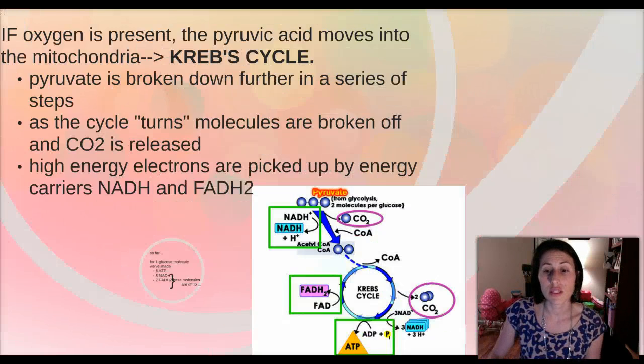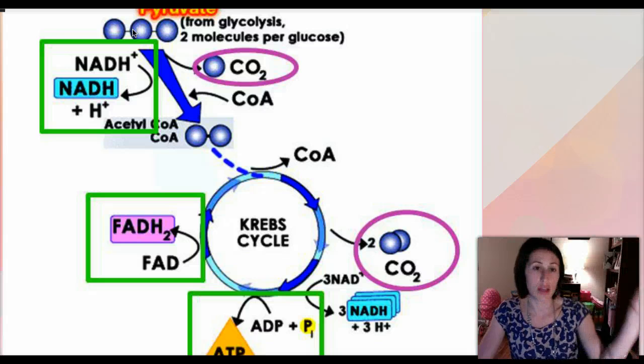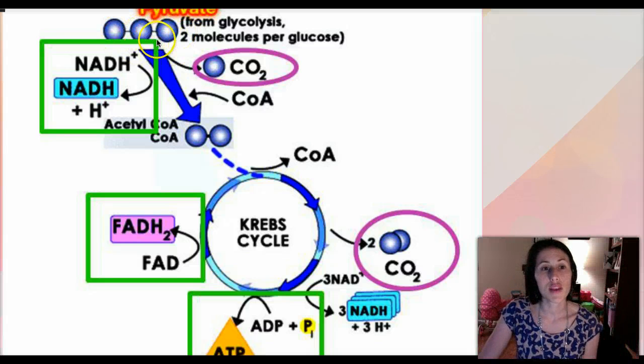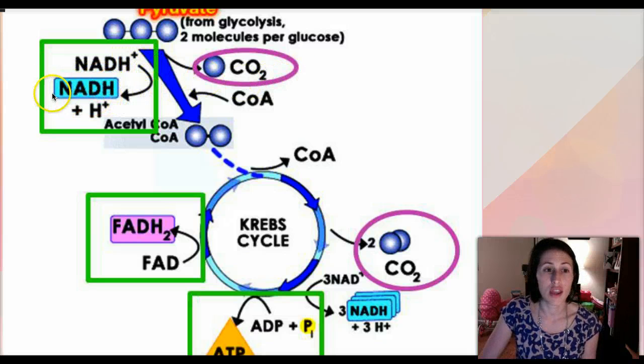All right, so here is a picture of the whole process. We've got our pyruvate that we got from glycolysis, okay, so that's coming in. Look here, carbon dioxide is being stripped off right there. So are some electrons. So we've got an electron carrier, NADH, right here.